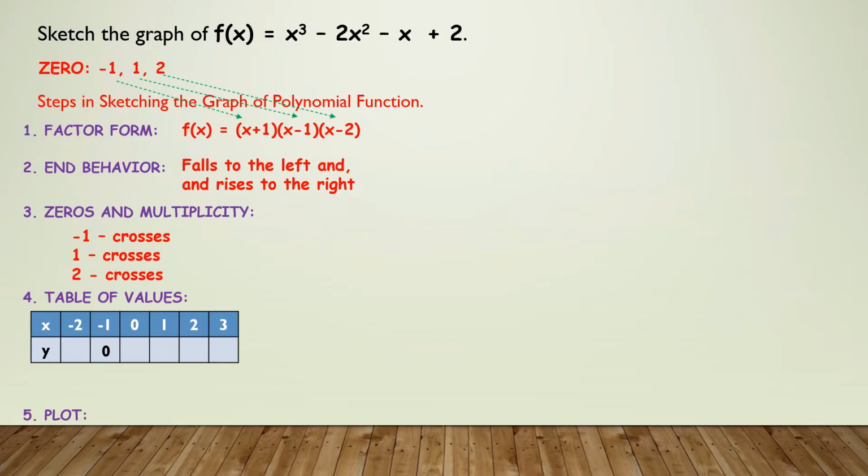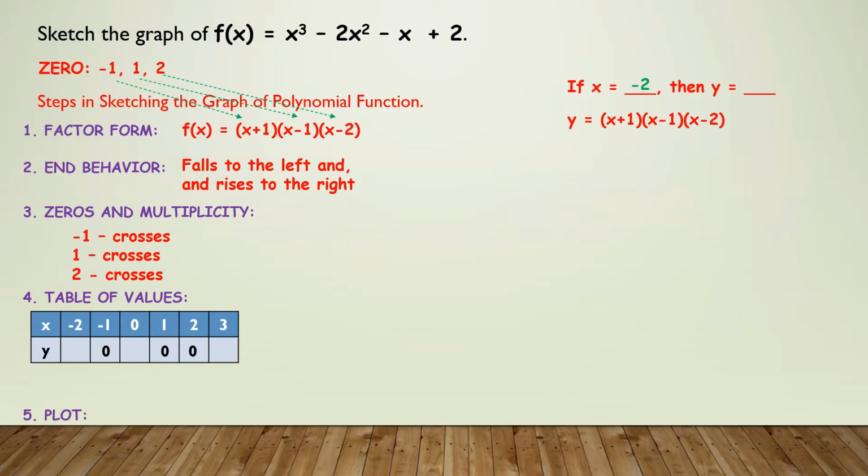If x is equal to negative 1, we will have y equals 0. If x equals 1, we will have y equal to 0. And if x equals 2, you will have y equals 0. All you have to do is to solve for the remaining values of y given the values of x. So for that, we will have if x equals blank, then y equals blank. Then using the factor form, we're going to solve for y given the values of x.